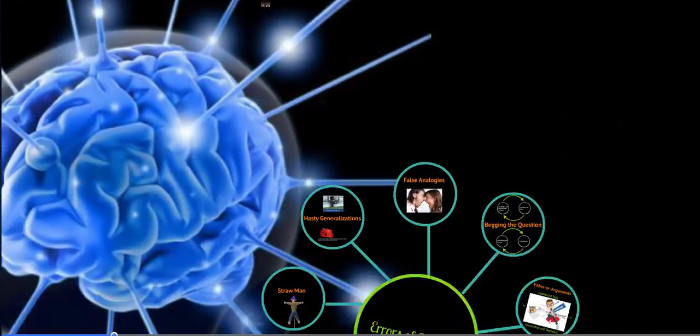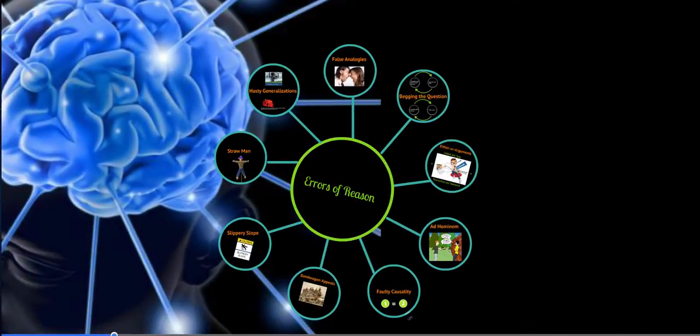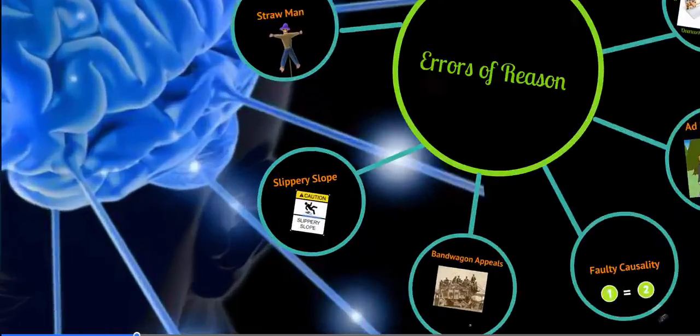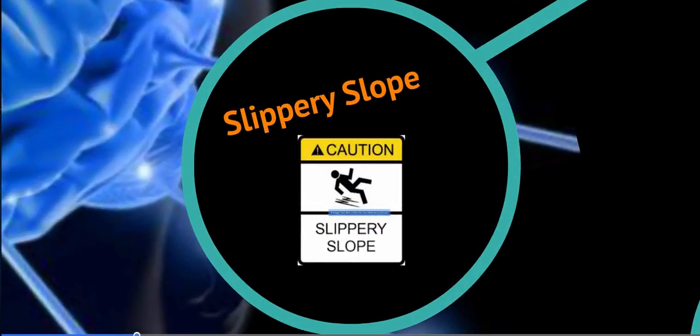When creating arguments, there are errors of reason that you need to watch for. These are also referred to as fallacies. The most popular one that you probably hear in the news all the time is called slippery slope. And you've probably heard adults claim that if teenagers learn about condoms, then teenagers will become promiscuous. A slippery slope argument takes one premise, then basically jumps to a conclusion without sufficient proof or evidence.